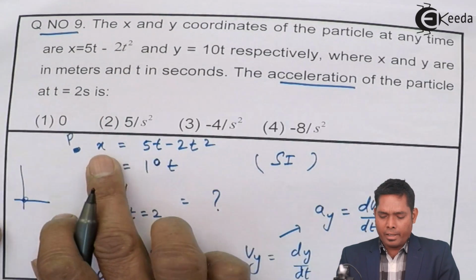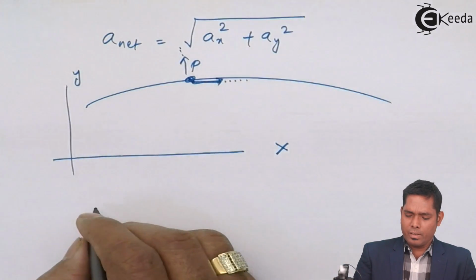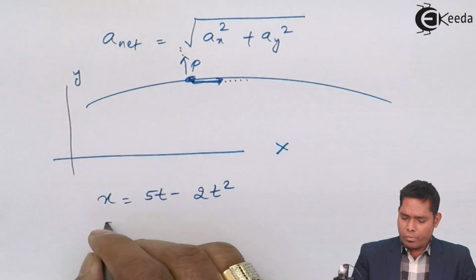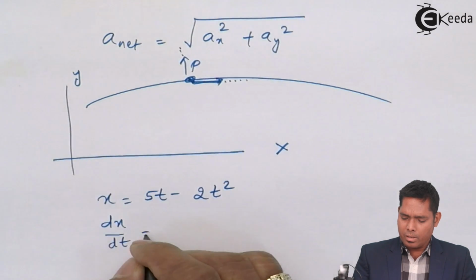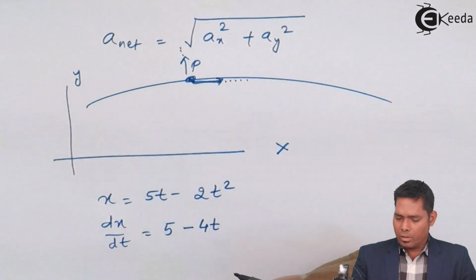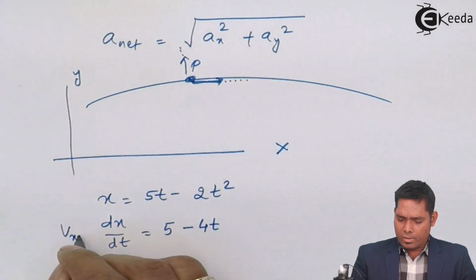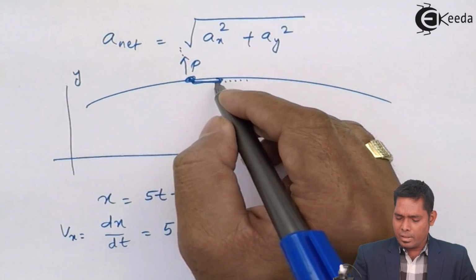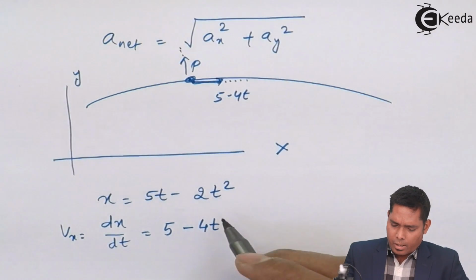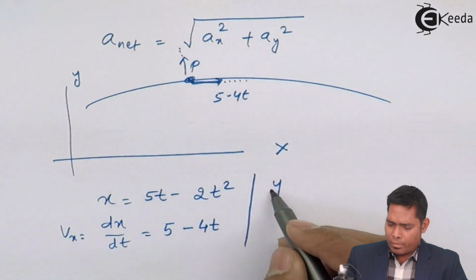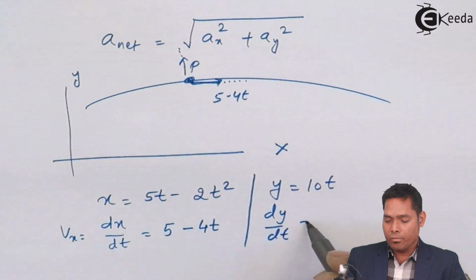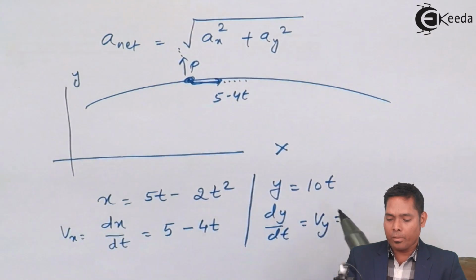First I'll take x is equal to 5t minus 2t square. If I differentiate this with respect to t, I'll get 5 minus 4t. This is my vx. Similarly, if I write y, which is 10t, as given, then differentiating dy over dt gives vy, the y component of the velocity.